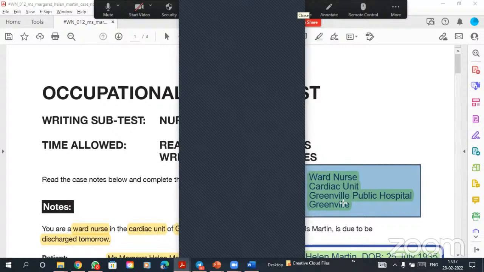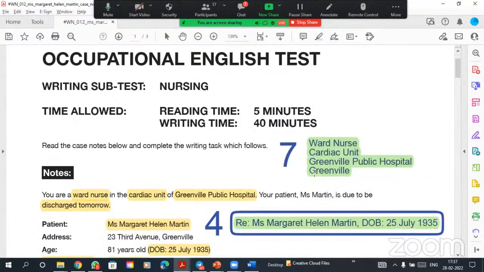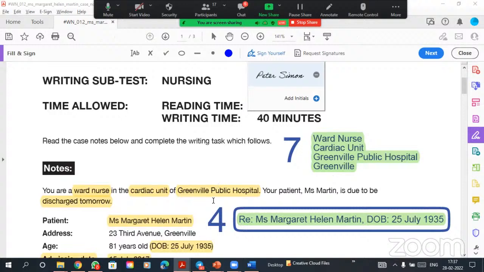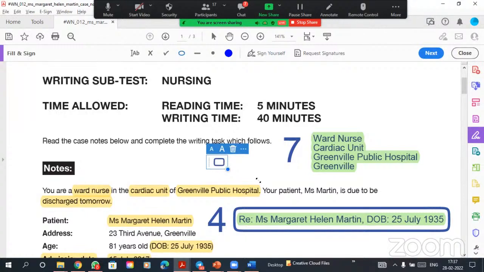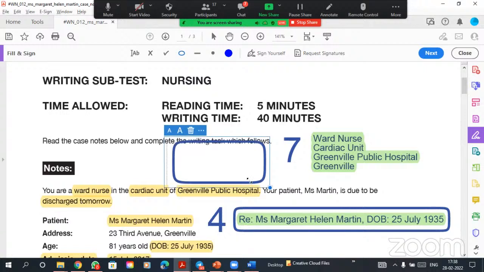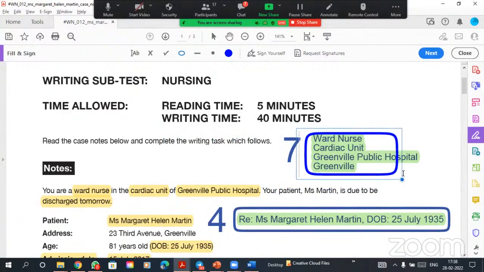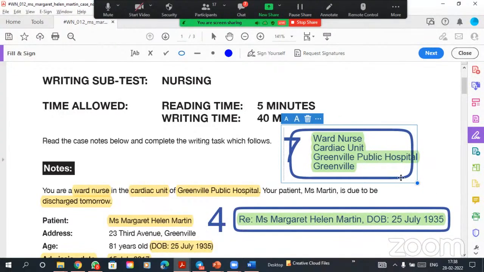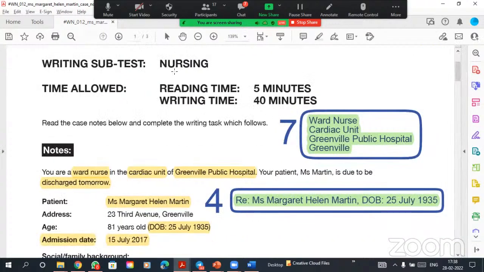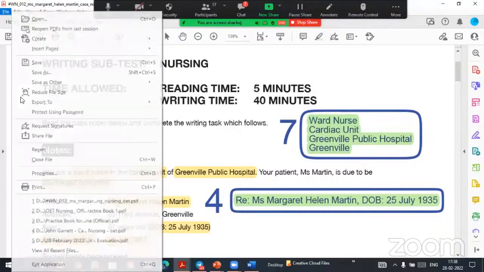So you don't know from where this green wheel has come. 4th line. It has come from Greenville Public School only, public hospital only. So this has come from Greenville Public School Hospital.